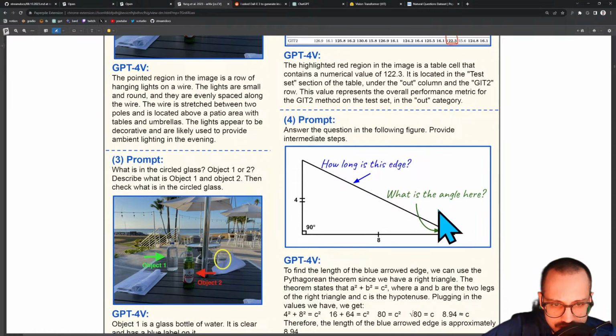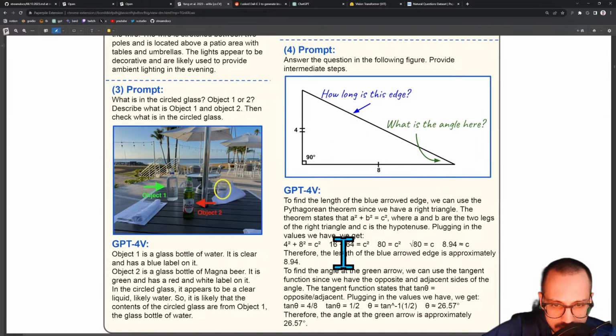How long is this edge? What is the angle here? Use the Pythagorean theorem.